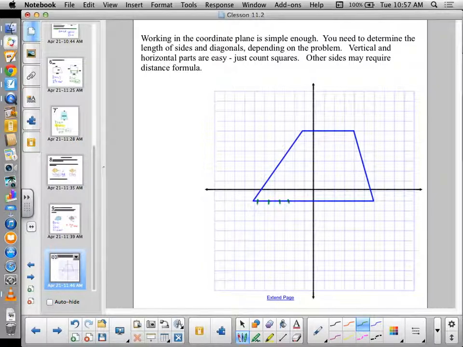1, 2, 3, 4, 5, 6, 7, 8, 9, 10, 11. This side is 12 because they're just horizontal. I don't really require distance formula or anything here, do I? Horizontals are easy. If the parallel sides are horizontal, what's the height going to be? Perfectly vertical, isn't it? It's got to be at a right angle. So again, I'm not going to need any distance formula. I'm just going to have to count boxes. 1, 2, 3, 4, 5, 6, 7. There's my height.